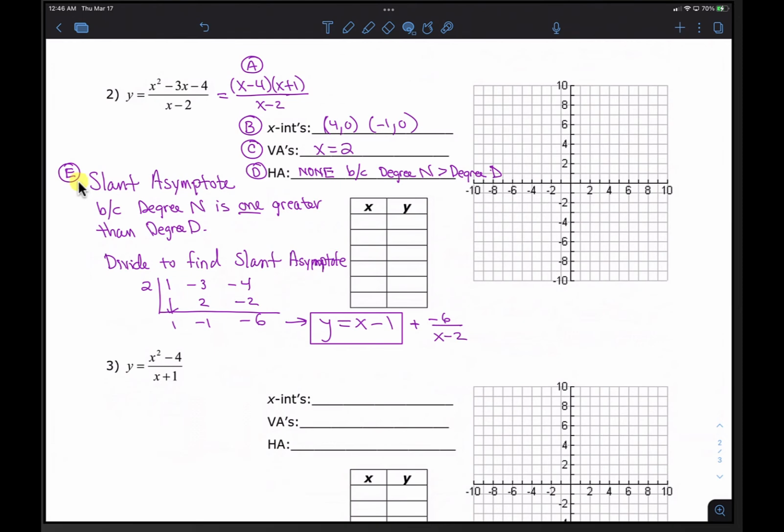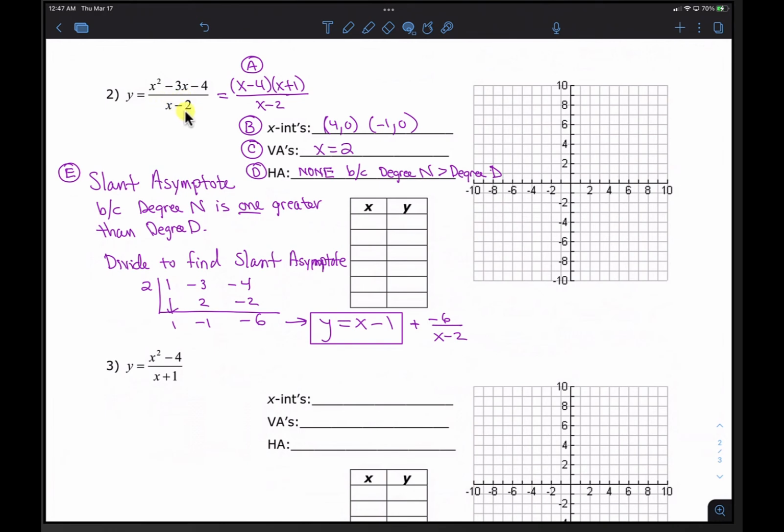All right, in step E, we want to find a slant asymptote. We actually do have a slant asymptote because the degree of the numerator, which is 2, is 1 greater than the degree of the denominator, which is 1. So when the degree of the numerator is 1 greater than the denominator, then we have a slant asymptote. To find the slant asymptote, we simply divide the polynomial on top by the polynomial on the bottom. And we can do that by synthetic division.